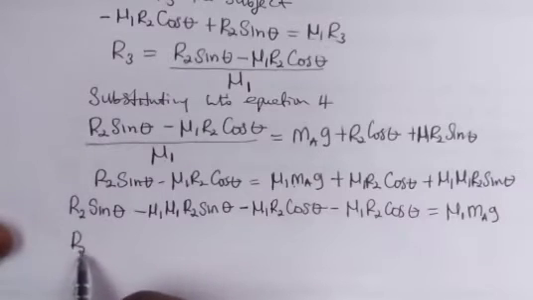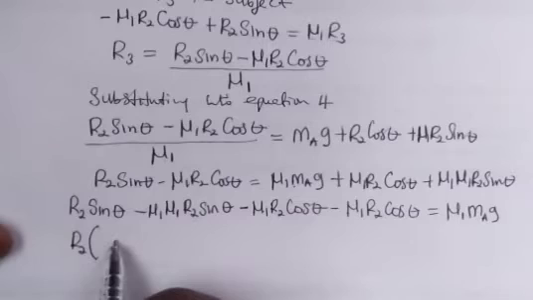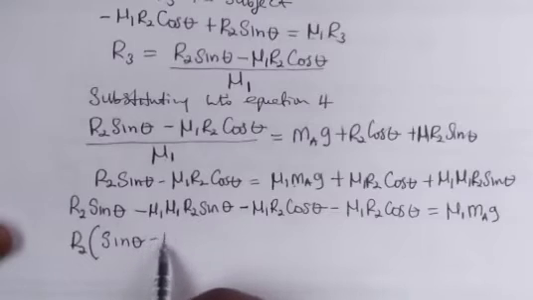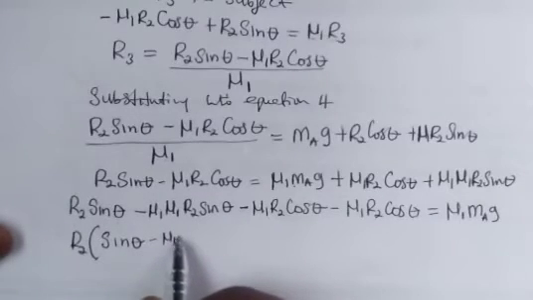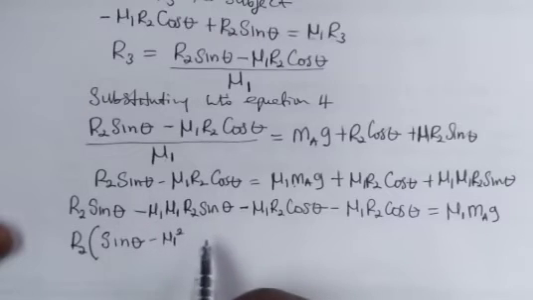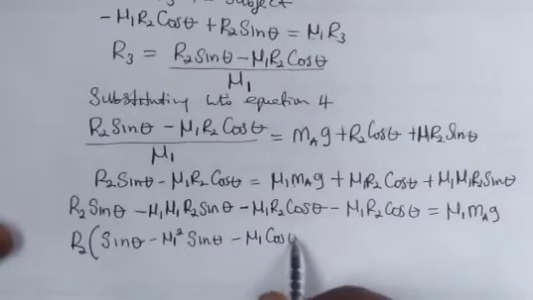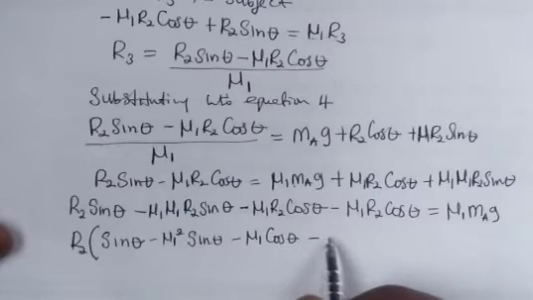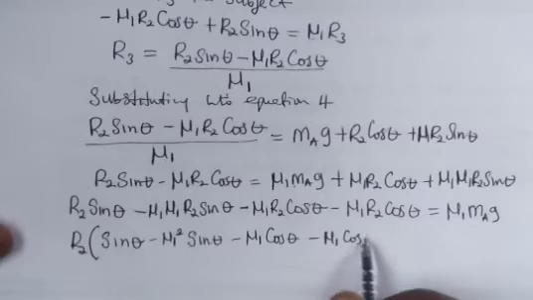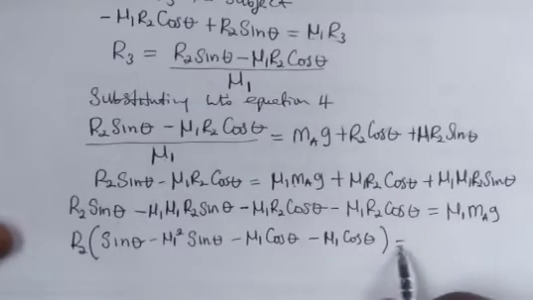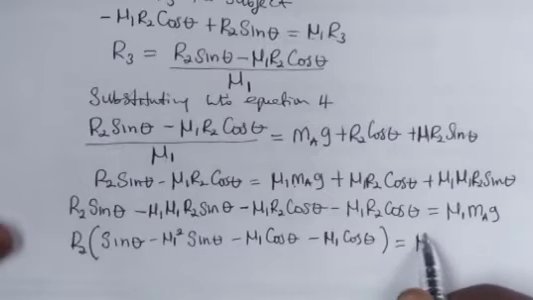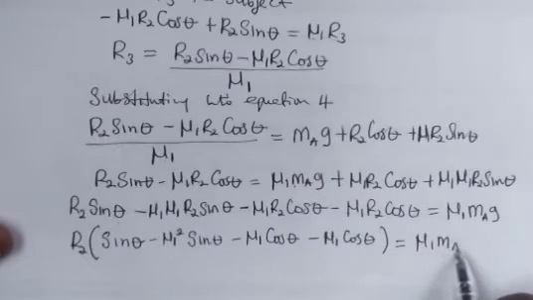So if I write out my R2 and put in my brackets, I'm going to be left with sine theta minus mu1 square, because mu1 times mu1 will give mu1 square. So we have sine theta minus mu1 cos theta minus mu1 cos theta equals to mu1 mass of wedge A times gravity. So I brought the R2 out.